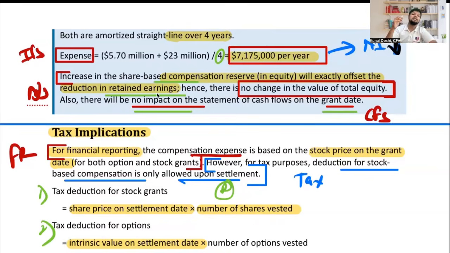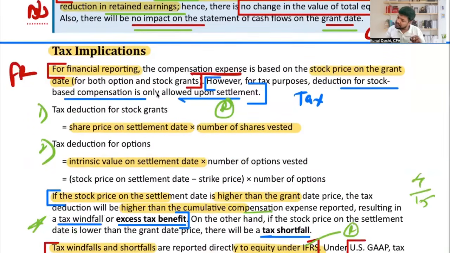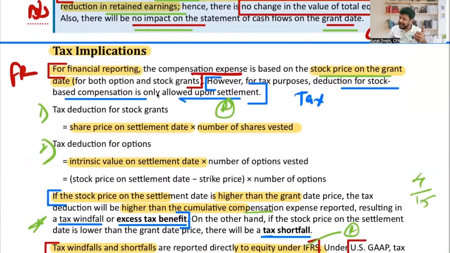This generally happens because you are going to pay the expenses. The financial reporting is done on the grant date, but the actual amount that the employees are going to get, the settlement, is going to happen later, right? On that day, what is the amount? They both are not the same. So for financial reporting, compensation expense is based on the stock price on the grant date. But for tax purposes, it is only allowed upon settlement. So when the actual happens, correct? Of course, there will be a change in price, isn't it?